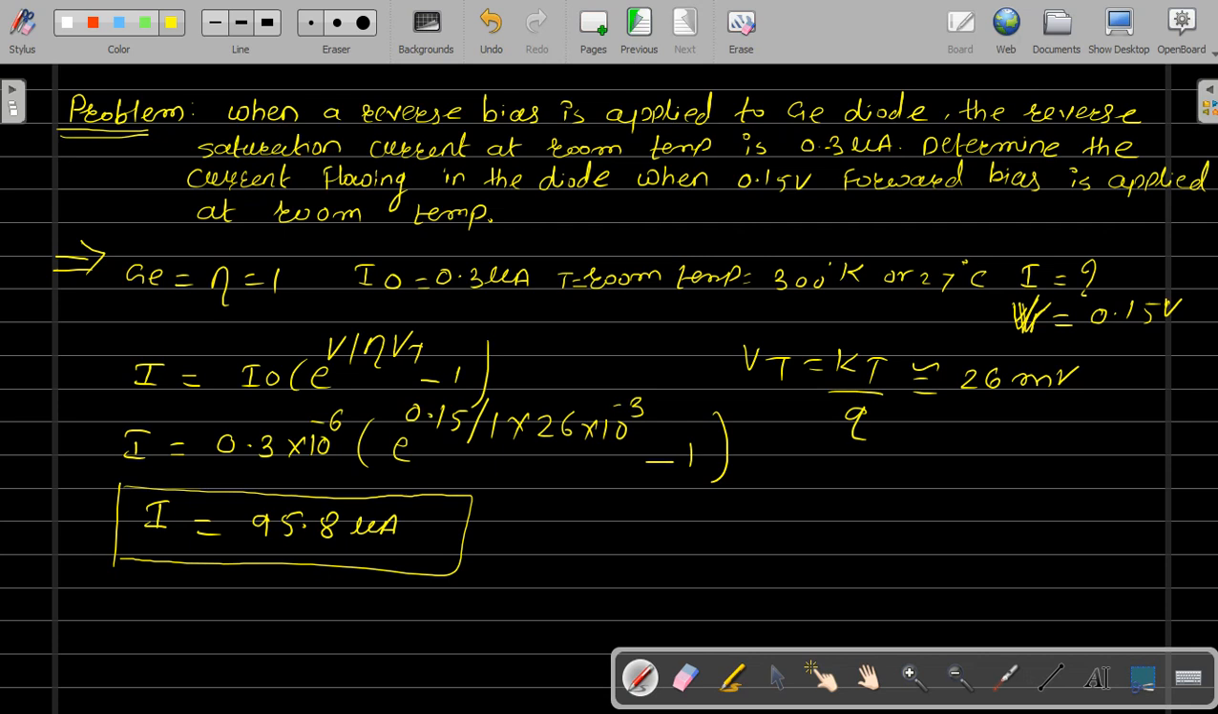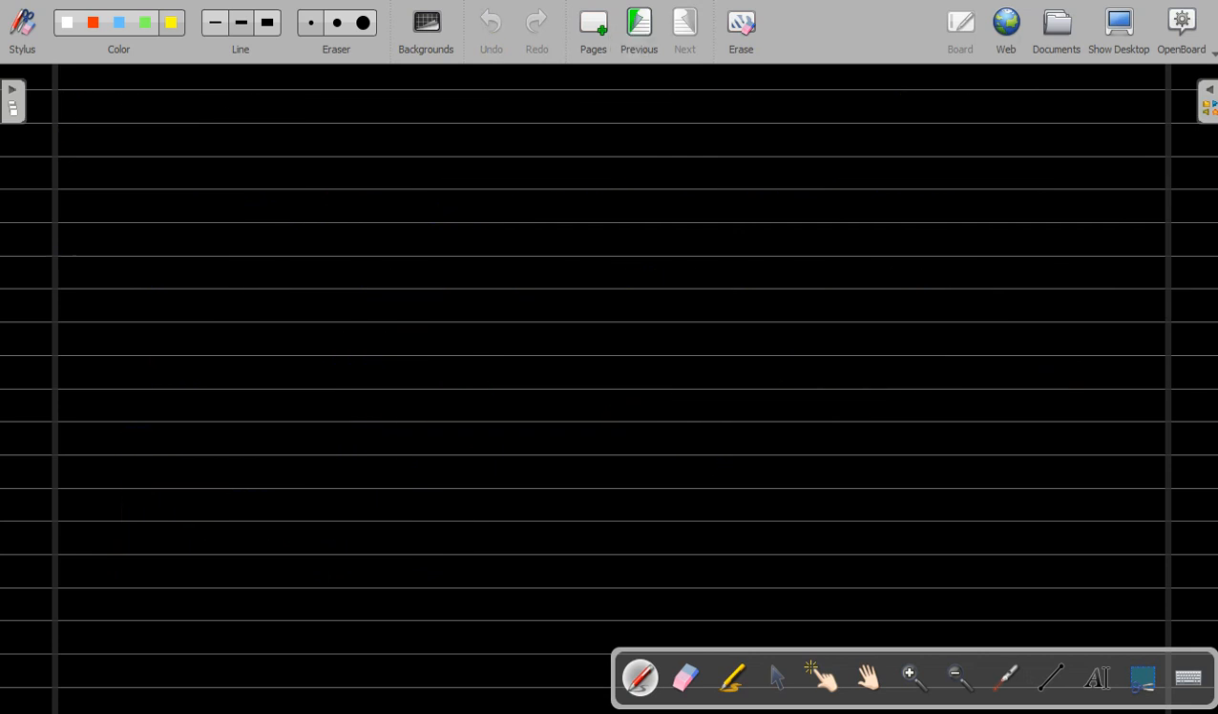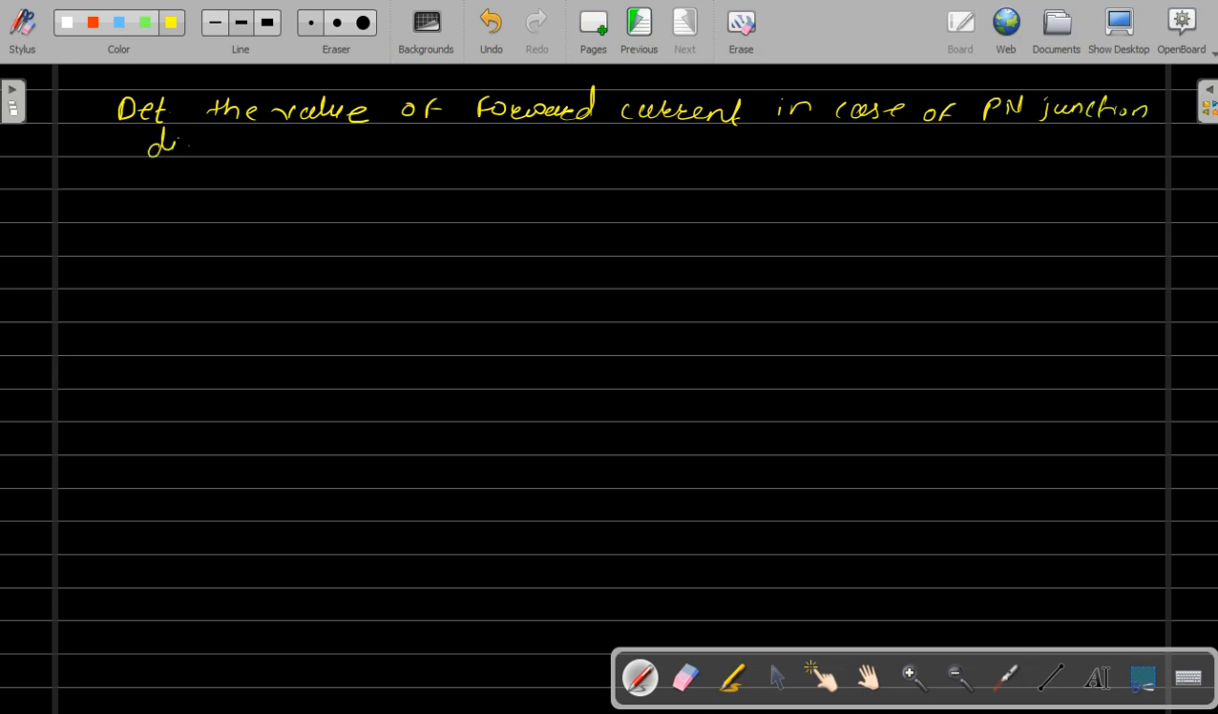Try one more problem at home. Determine the value of the forward current in the case of a PN junction diode with I naught of 10 microamps, V of 0.8 volts and T of 300 degrees Kelvin.